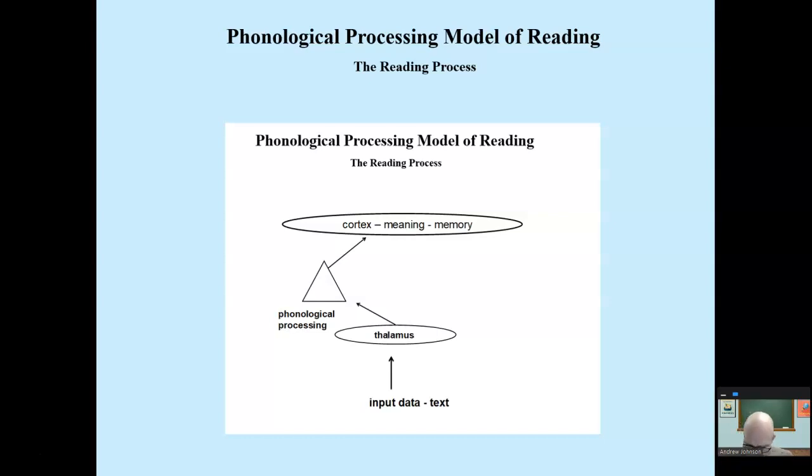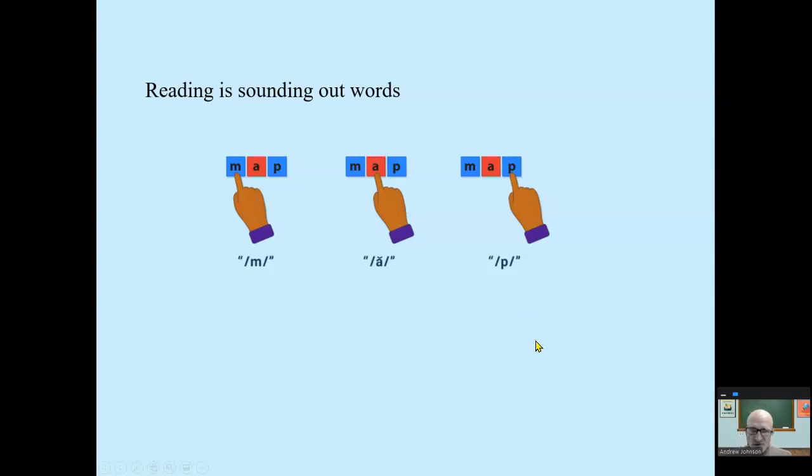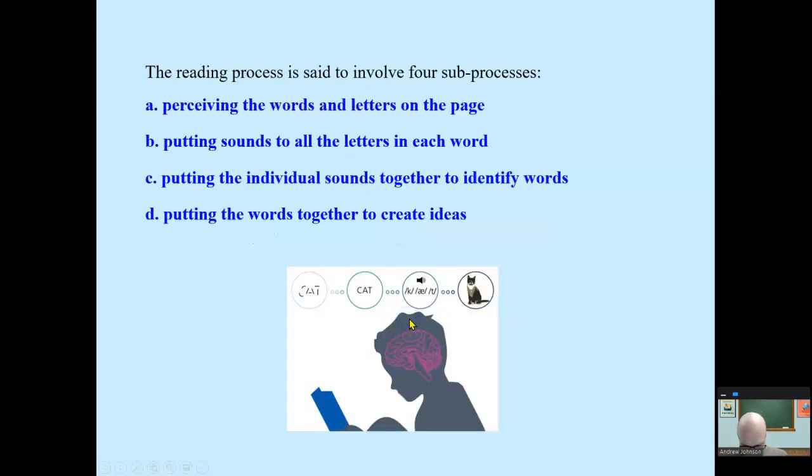And a model is a construct that explains or demonstrates how something works. Theoretical models are based on theories. According to this, reading is sounding out words. M, a, p. That is reading.